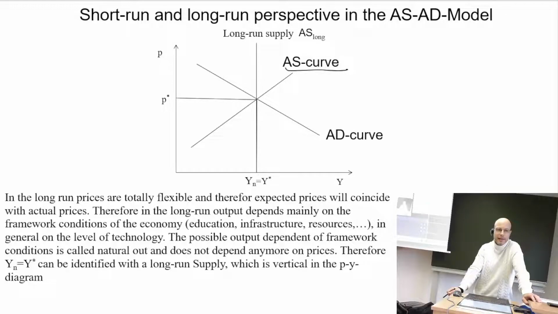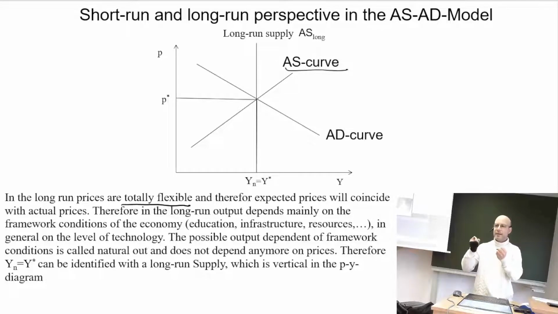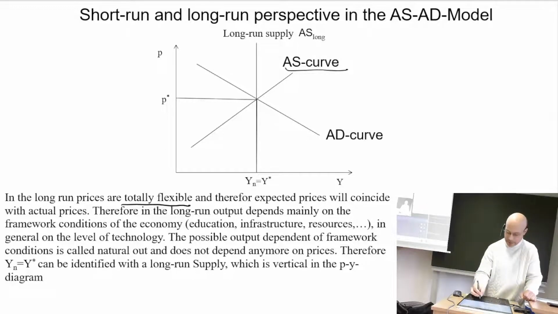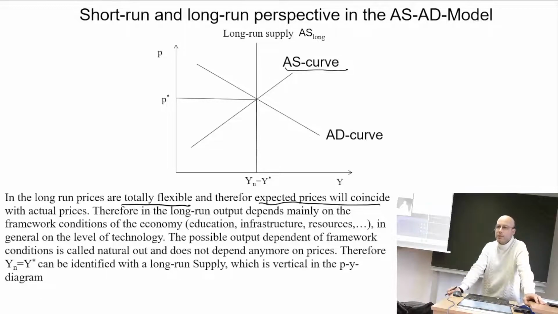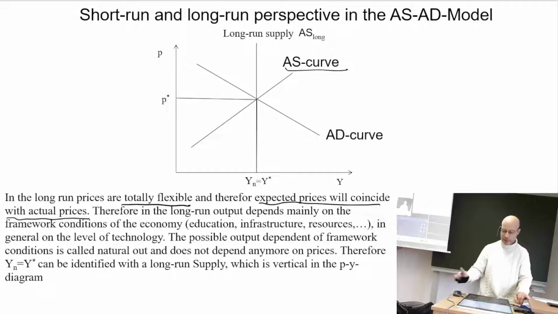Well, if we think that prices are totally flexible, what does this mean? This means that our price adjustment process is very, very fast. That prices can directly adjust. And if prices can directly adjust, then this means we do not make any mistakes in our expectations. Then this would mean that our expected prices will coincide with the real prices. Well, and if this is the case, then of course production can only depend on the framework, on the circumstances in our economy.